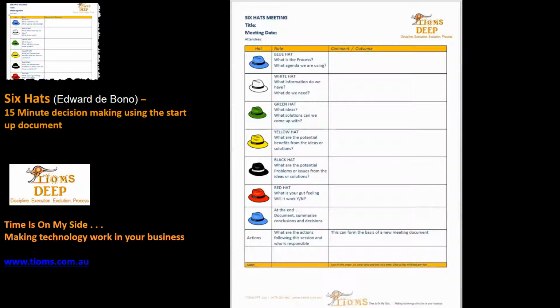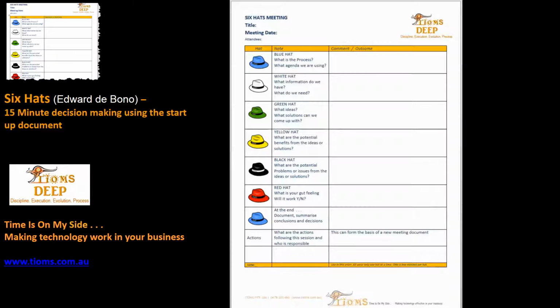The green hat covers ideas. So we've got a project to solve something. We may already have a few ideas. We'll kick them around, and the basic ideas and solutions to an issue would be recorded there. You don't discuss whether it's worthwhile, whether it's a great idea or not. You just chuck them all in there under the green hat.